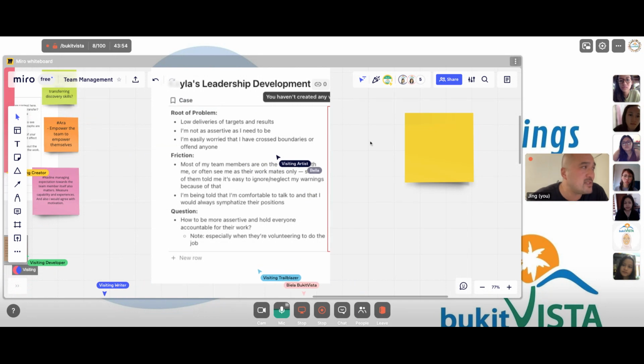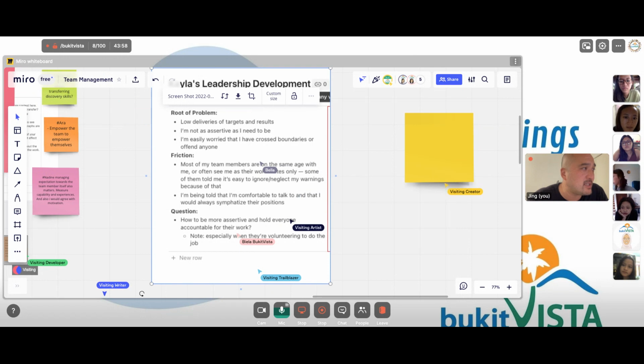So the friction is most of the team members are the same age as me, and they often see me as their workmate. Some of them told me that it's easy to ignore or not really take me seriously because I'm the same age as them. I'm told I'm comfortable to talk to, and I'll always sympathize with their positions. How can I be more assertive and hold people accountable for their work?